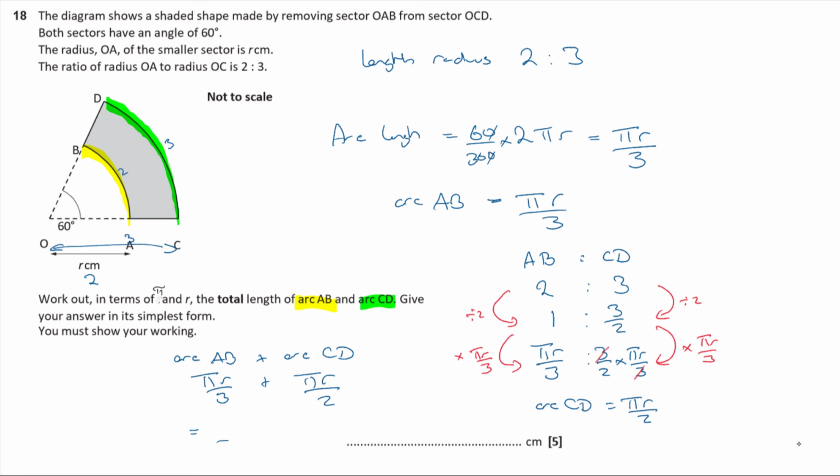So we need to make a common denominator. 3 and 2 have a common denominator of 6. So I'm going to need 2 lots of pi r plus 3 lots of pi r on the top then, isn't it? And that's going to give me 5 lots of pi r over 6. Okay, a third of something plus a half of something is 5/6 of that something. So that's my answer, 5 pi r over 6.